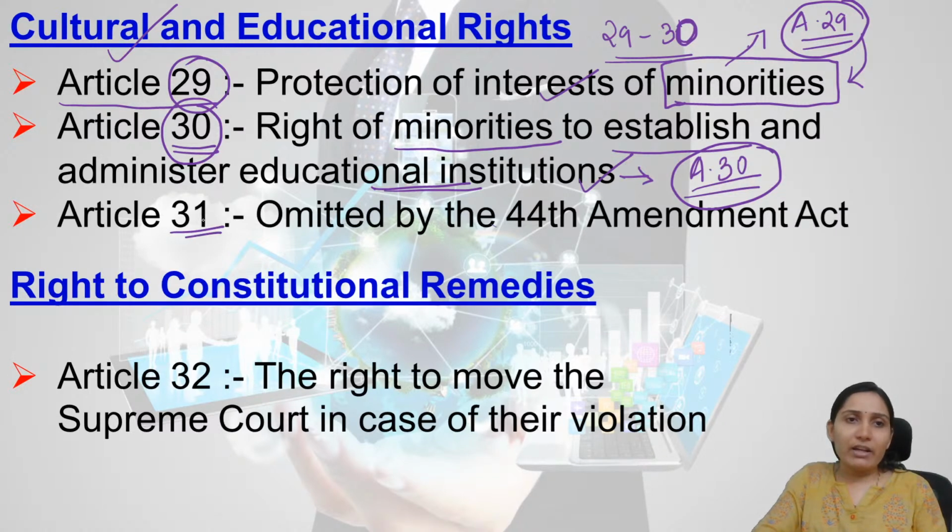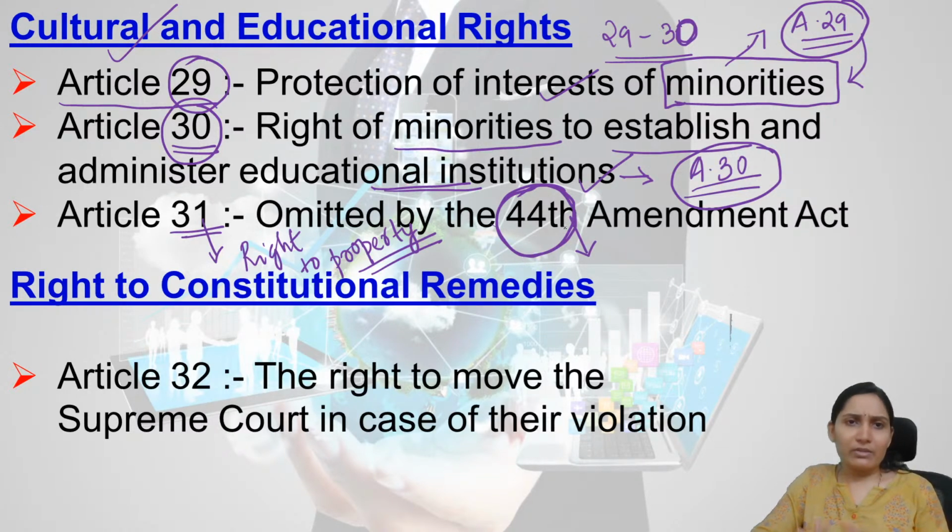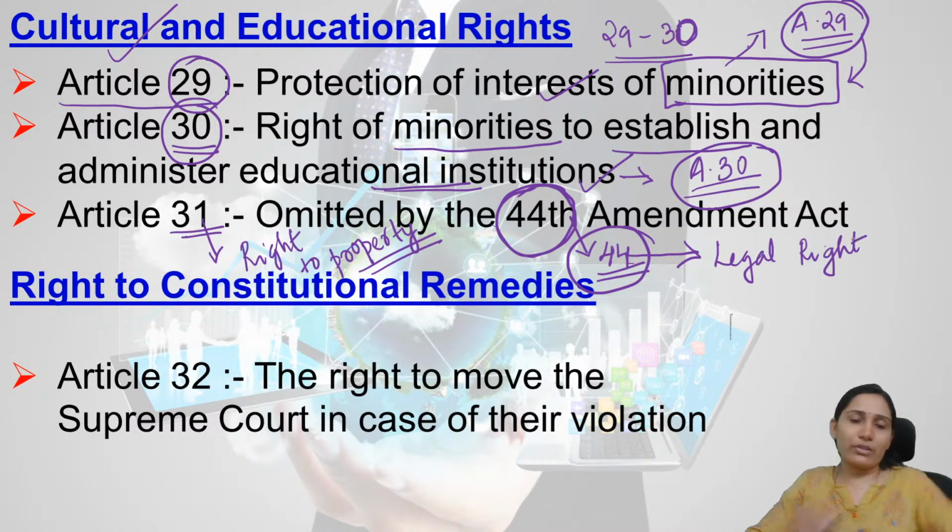Now Article 31 was related to the right to property, which was earlier a fundamental right. It was earlier a fundamental right, but it has been omitted from the fundamental rights under the 44th Amendment. So this is another example where the fundamental rights were amended. The fundamental right to property was taken away from fundamental rights, not from the Constitution. Now it is put under legal rights. So it's a legal right under the Constitution. Okay, it's only a legal right, not a fundamental right.